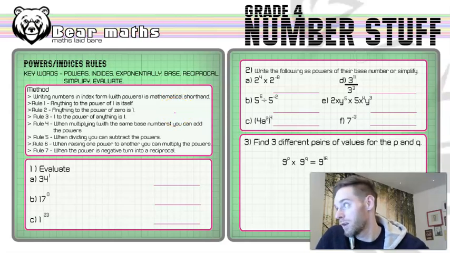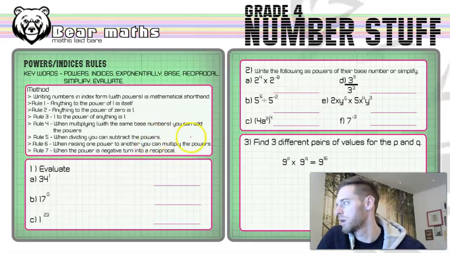Now, when you are looking at the method here, what I've done is I've written 7 rules. Writing numbers in index form with powers is mathematical shorthand. That's the first thing you need to know. It's not really necessarily a method, it's just things you need to remember, things you need to learn, which will allow you to answer these types of questions. Rule number 1 is anything to the power of 1 is itself. Rule number 2, anything to the power of 0 is 1. Rule number 3, 1 to the power of anything is 1. So 3 very, very simple rules, those ones.